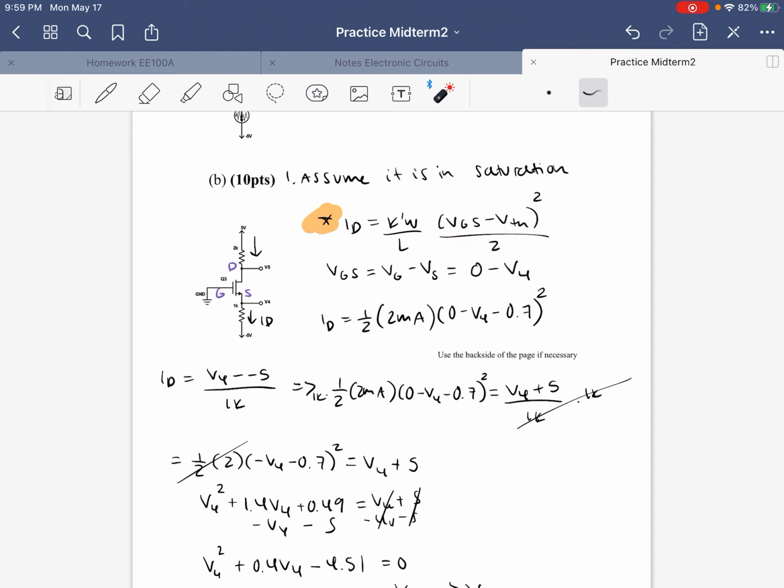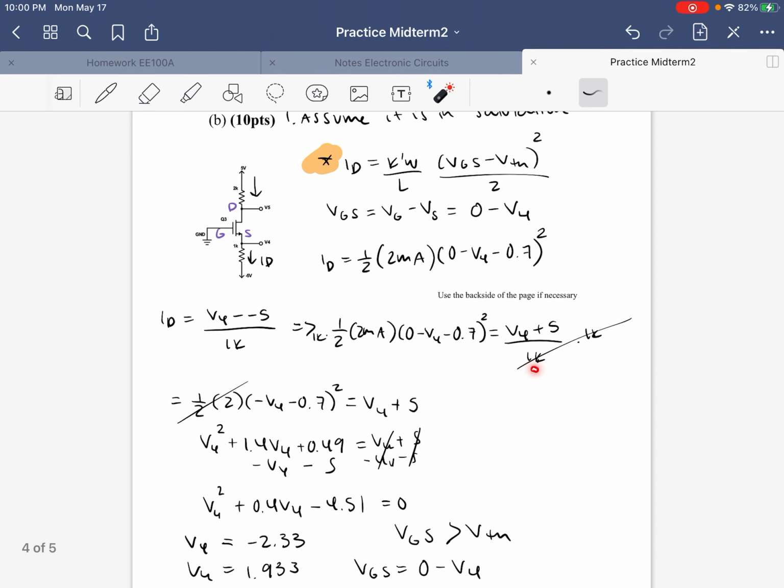And so if we plug everything in, we're going to get this equation for the drain current. And we also know that the drain current is equal to V4 minus negative V5 divided by 1K if we do a KCL. And so these are both equations for drain current, so we can make them equal to each other.